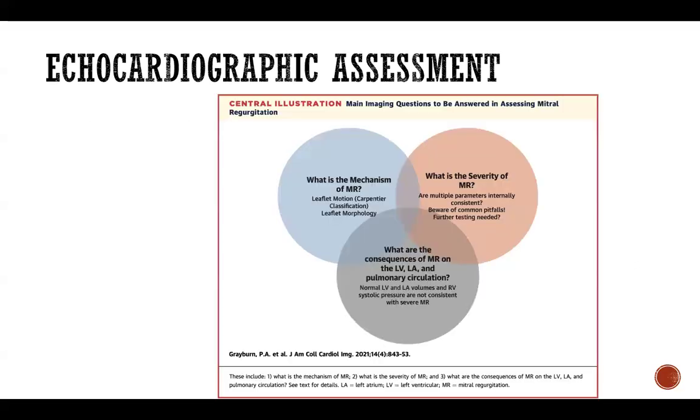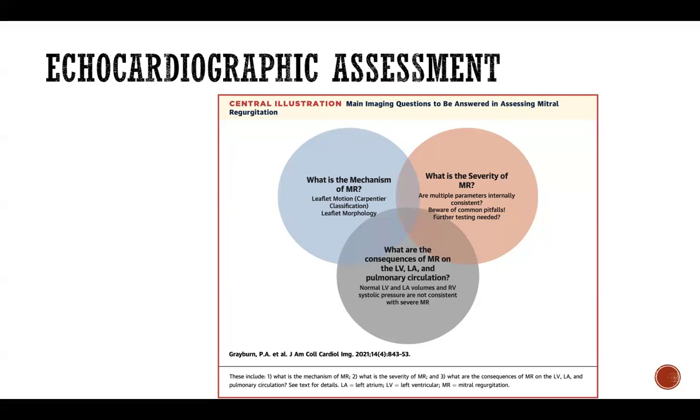So when we are looking at an echocardiogram and seeing mitral regurgitation, you have to have at the back of your mind 3 questions that must be answered in every echo report addressing mitral regurgitation. The first question is, what is the mechanism of the mitral regurgitation? Are we dealing with primary mitral regurgitation? Are we dealing with rheumatic heart disease? Are we dealing with prolapse? Are we dealing with something organic?